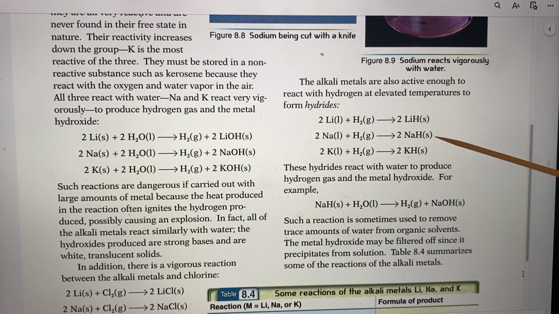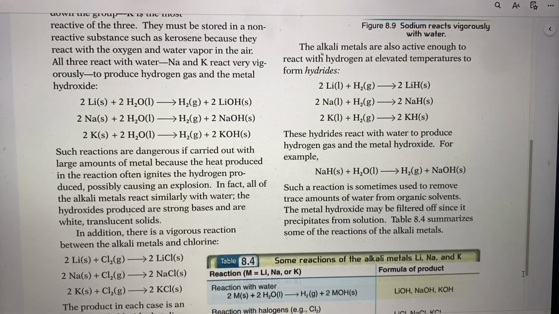So if you took NaH, this solid here, and you put it with water, it's going to give off hydrogen from the water, and it's going to form sodium hydroxide, solid. And it says sometimes this is used to remove trace amounts of water from organic solvents. So anyway, it's another way. All of these have to do with the alkali metals, the first column, and how they react.